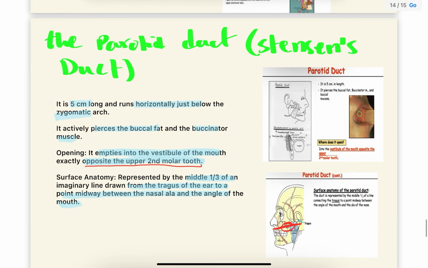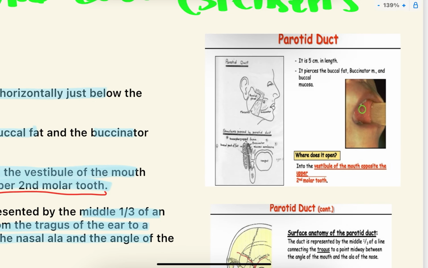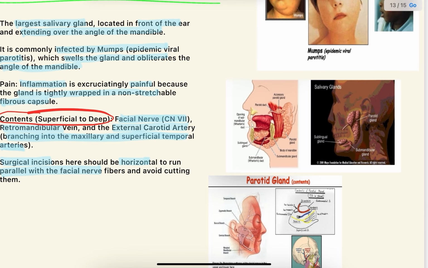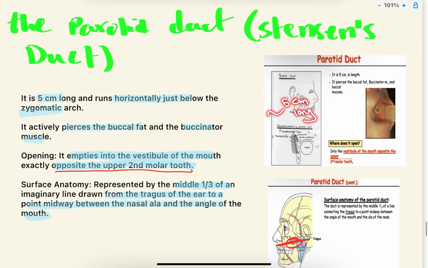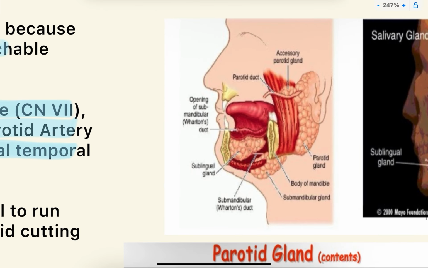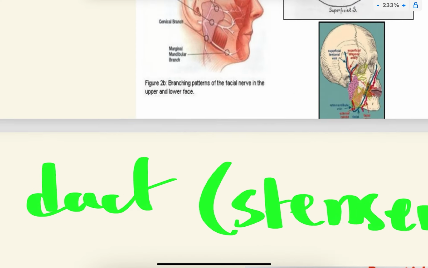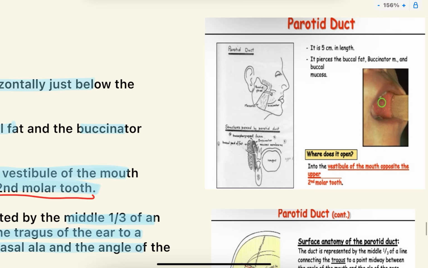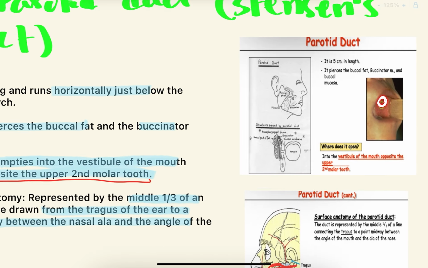Now let's talk about the parotid duct, also called the Stensen's duct. Okay. Now it's 5 centimeters long, as you can see here in this picture. Okay, and it's horizontal below the zygomatic arch. So if I have the zygomatic arch here, it will be below the zygomatic arch and horizontal to it. Now, it pierces, as you can see here, the buccal fat and the buccinator muscle.